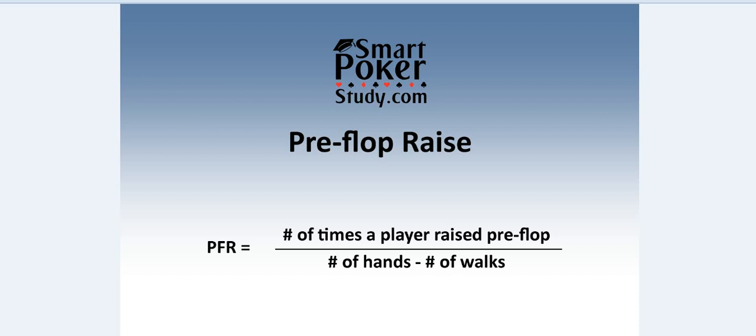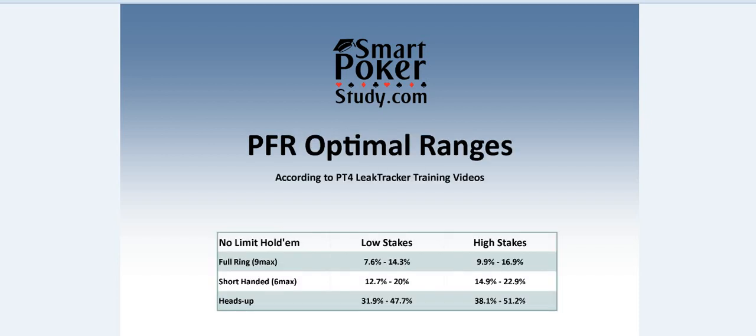Some optimal ranges that PokerTracker 4 gives you through Leak Tracker for the PFR statistic are right here. Now, I often play short-handed 6-max games at low stakes, so my PFR should be somewhere between 12.7 to 20%. So take a look at this chart. Watch the Leak Tracker training videos for yourself on PFR and every other stat to get a gauge of where your own stats should be, of course.